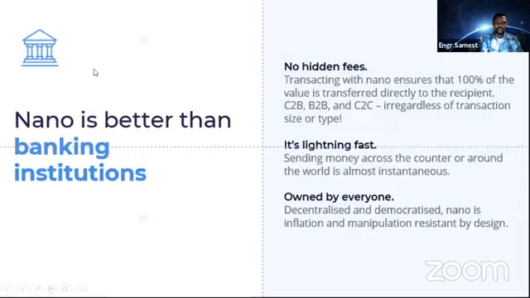All right. Nano is better than banking institutions like your First Bank, like your Access Bank, like your Union Bank. Nano is far better than your banking institution. How? No hidden fees. There are some hidden fees that we receive when we do our transactions. I'm trying to send money to Steven and I send money today. It will not show that maybe there are hidden charges that I have spent from sending that money to Steven.